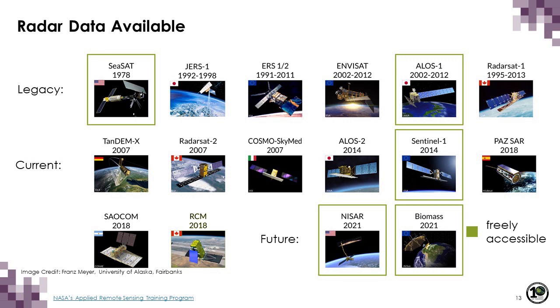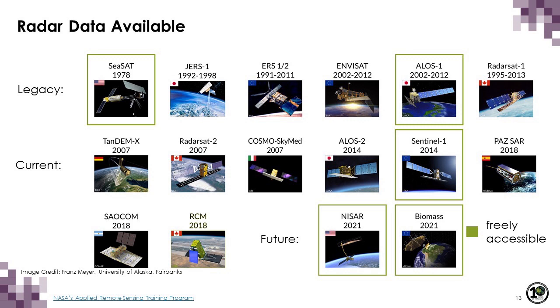Currently there are a number of SAR satellites in orbit, like TanDEM-X, which is an X-band radar satellite from the German Aerospace Center, RADARSAT-2, which is C-band from the Canadian Space Agency, COSMO-SkyMed, which is an Italian X-band SAR, and Sentinel-1, which is a European Space Agency SAR operating at C-band. There's also PAZ SAR, which is a Spanish SAR operating at X-band. There's SAOCOM from the Argentinian Space Agency, operating at L-band, and there is RCM, the RADARSAT Constellation, from the Canadian Space Agency, operating at C-band.